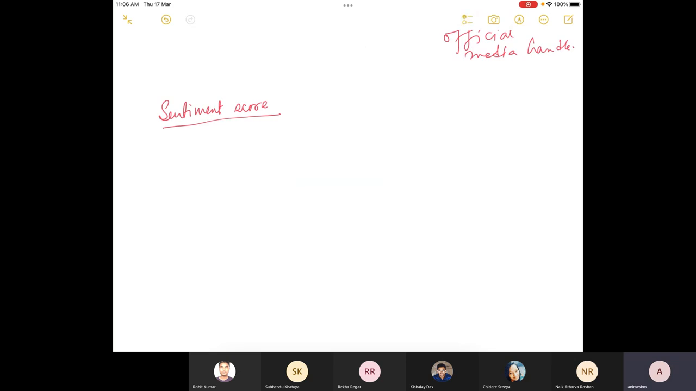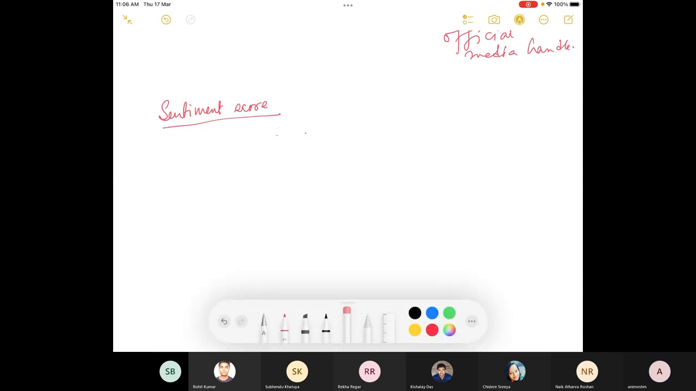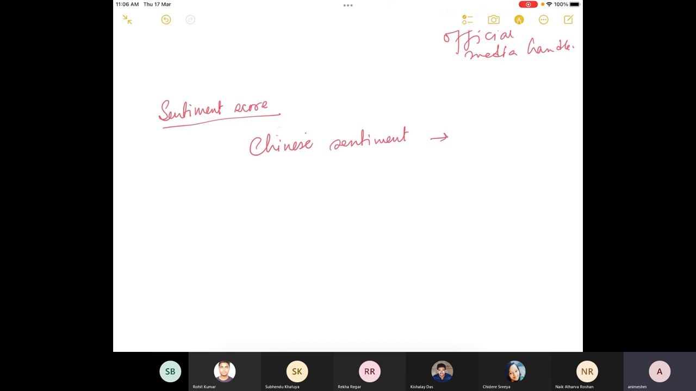So basically, Chinese sentiment was extracted using a toolkit called NLPIR. Okay, this is available as a dictionary in order to extract Chinese sentiments. Actually, I'm a bit mistaken. The NLPIR tool actually does segmentation of the Chinese words.